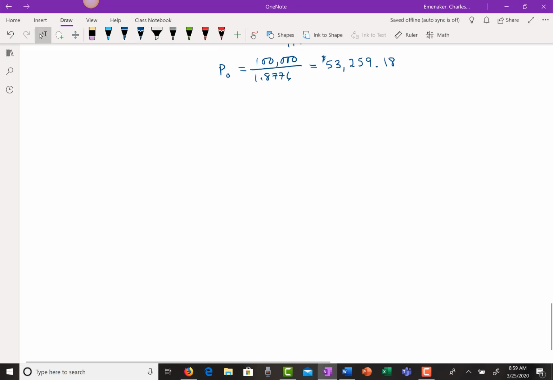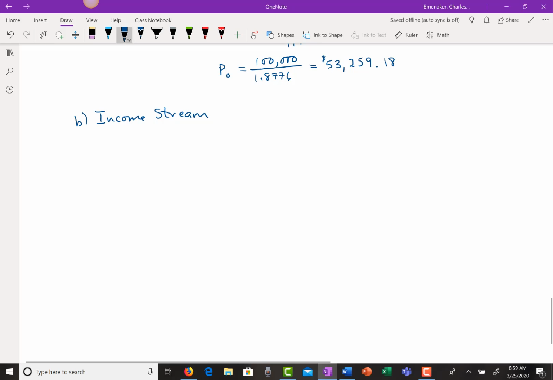Second way to do this is with an income stream. Let's say the grandparents say, well, gosh, we don't have that kind of money right now that we can just cut a check for $53,000. That's not going to happen.